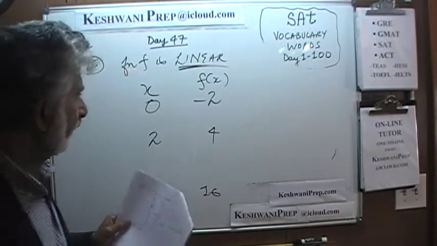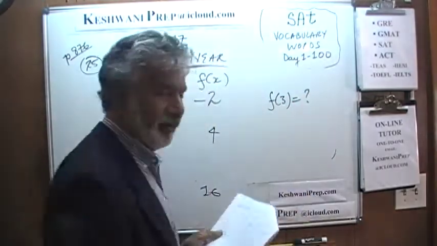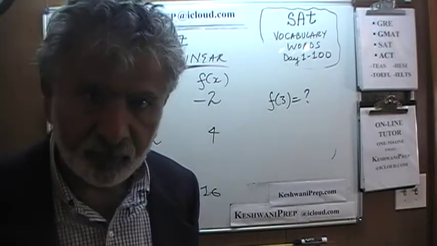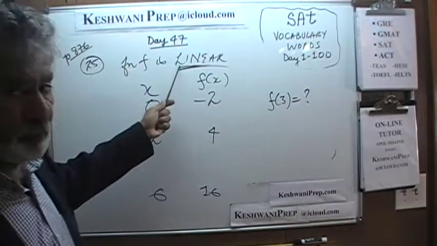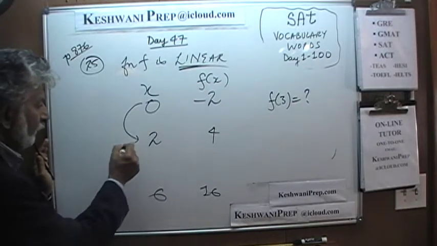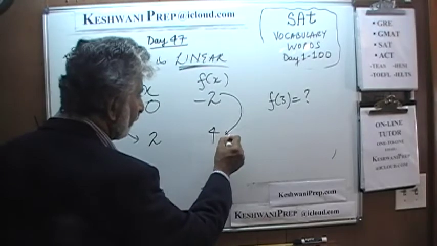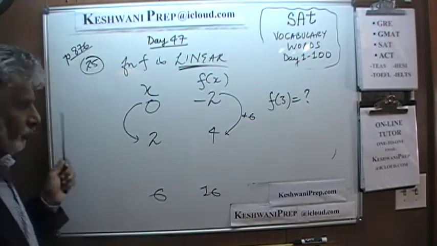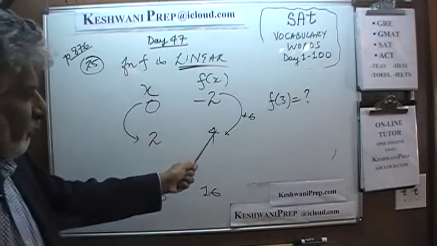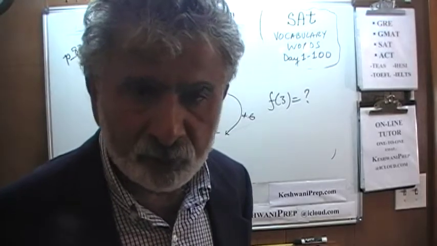And the question is, what's the value of the function when x equals 3? Let's find out, shall we? Because it's a linear function, the slope is constant. When it goes from 0 to 2, that's an increase of 2. When x goes up by 2, the value of the function goes up by 6. For each 2 units increase in x, y goes up by 6 units, which means for every 1 unit increase in x, y should go up by 3 units.